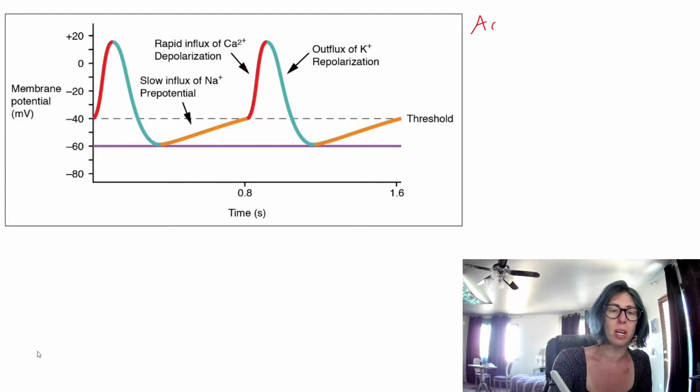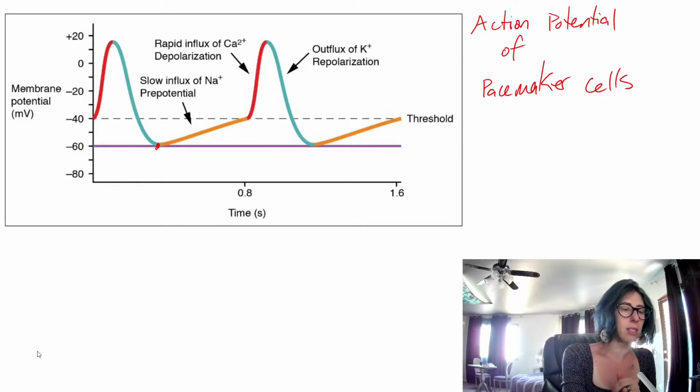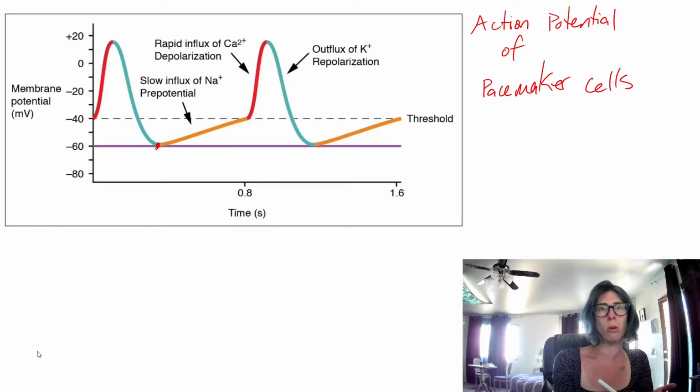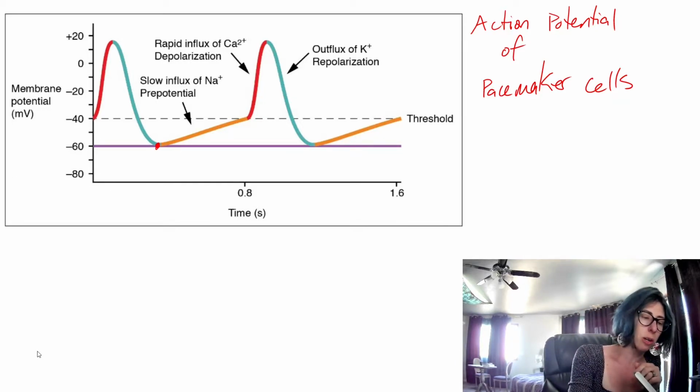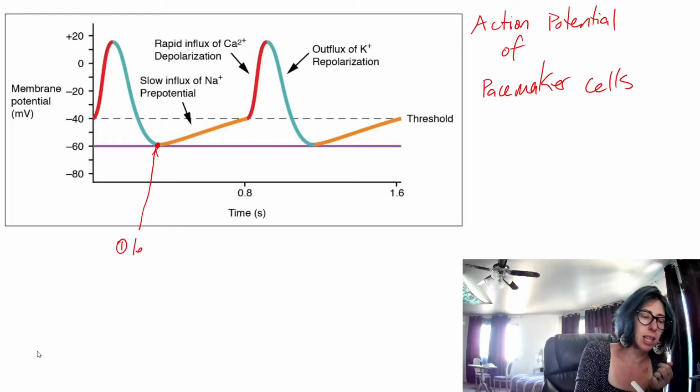So let me label this action potential of pacemaker cells in the heart. So let's start here. We're going to say this low point where it's the most polarized, where the inside of the cell is the most negative relative to the outside of the cell. That's our starting point. Step 1. These pacemaker cells are really interesting in that they have no resting membrane potential. The membrane potential is never still. It's never flatlined because it has these leaky sodium channels.